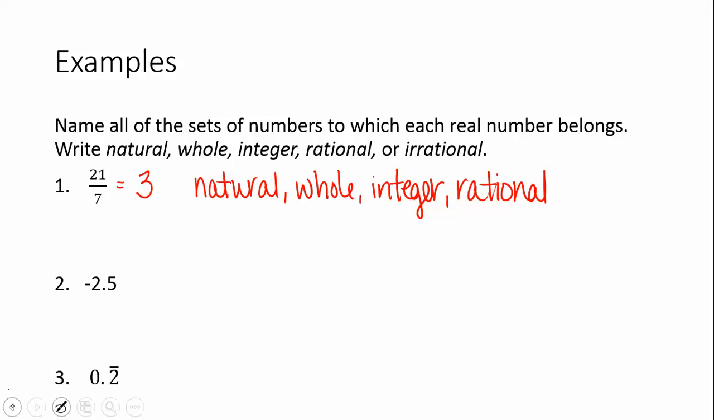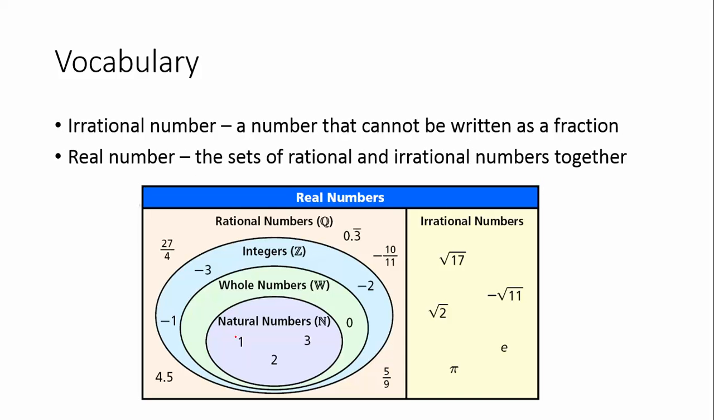So if we go back and look at the chart, it's not a natural number, so it's not a counting number because it is a decimal, which means it's also not a whole number because whole numbers are all the counting numbers plus 0. And it's not an integer because integers are whole numbers including positives and negatives. So the negative 2.5 is just a rational number.